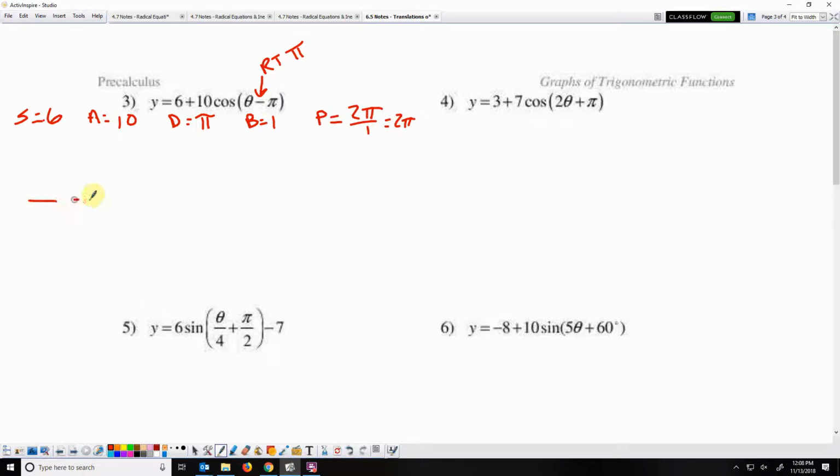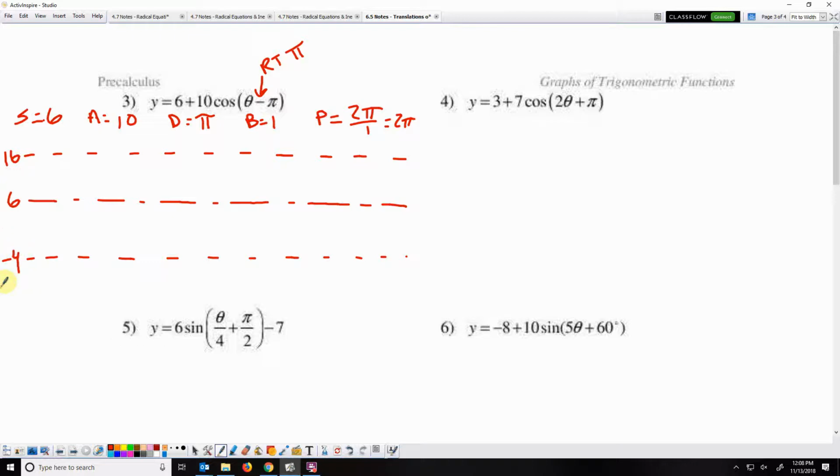So here's my sinusoidal axis at 6. Here's a maximum and a minimum. The amplitude is 10. 6 plus 10 is 16. 6 minus 10 is -4, which means 0 is somewhere in this range, a little closer to -4 than it is to 6. So there's my theta axis. And there's my y-axis.